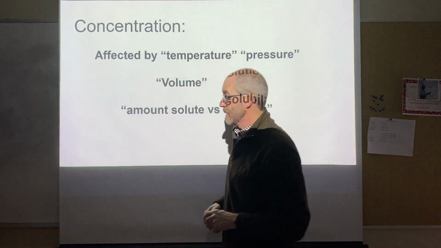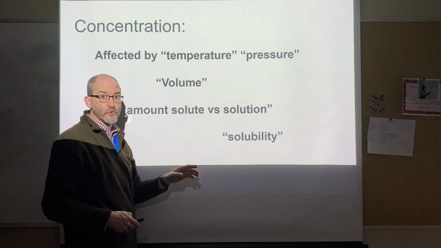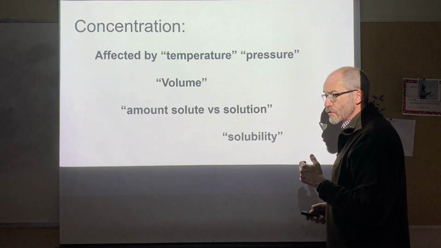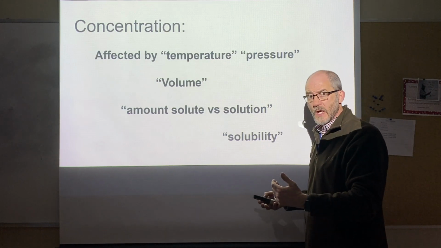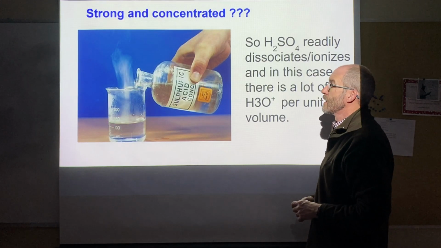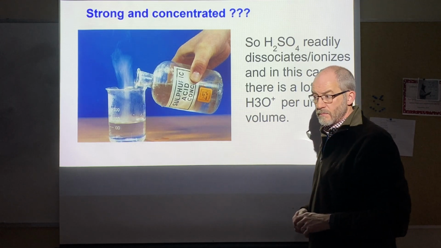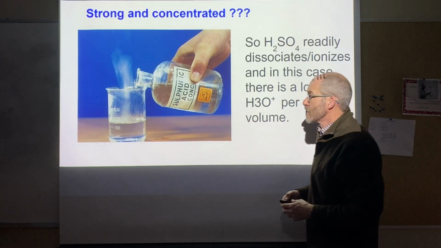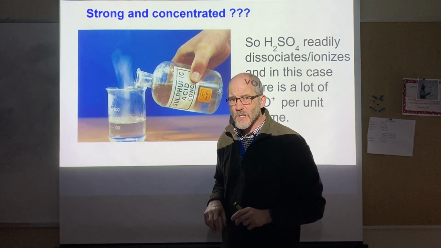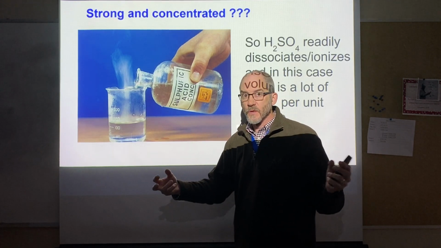Concentration can be affected by temperature, pressure, volume, amount of solute versus solution, or the solubility of the solute. So I do want you to understand that concentration has variables that can affect it. All right, question. Can you be strong and concentrated? Yes. Now think about this. So you take something like a very strong sulfuric acid. Well, why would sulfuric acid be strong? Well, if it's strong, then it ionizes easily. So you're like, I understand that.